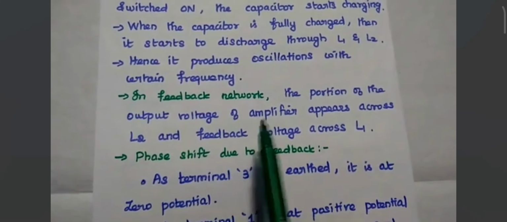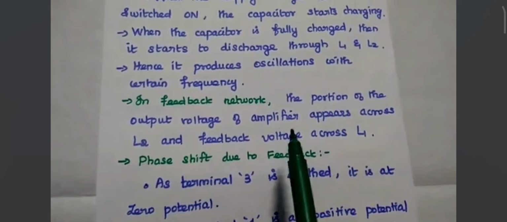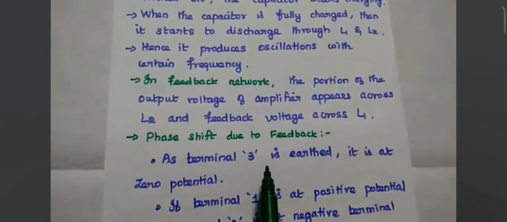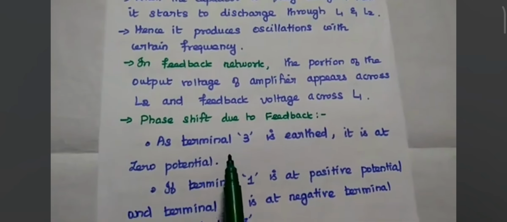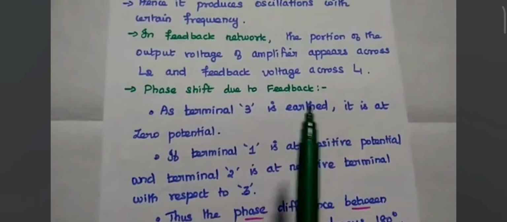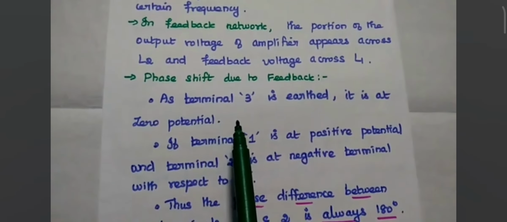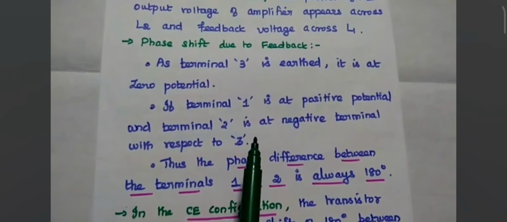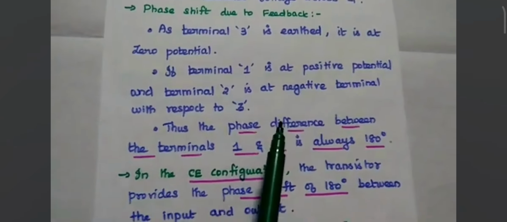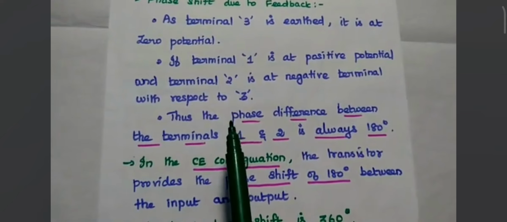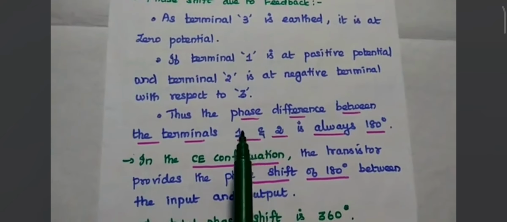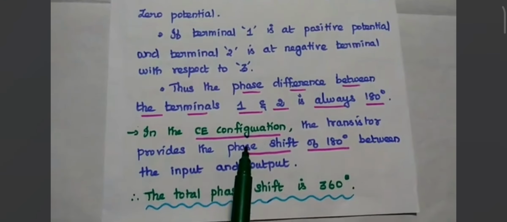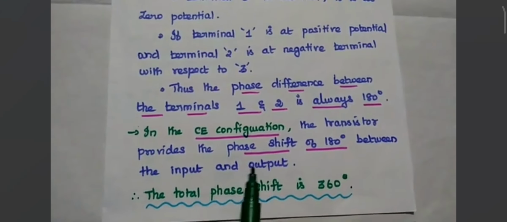In a feedback network, the portion of the output voltage appears across L2 and the feedback voltage across L1. That I told you, right? So how do we achieve the phase shift? Due to the feedback concept. Here the terminal 3 is grounded, that means 0 potential. If terminal 1 is at positive potential and terminal 2 is at negative potential, then we can get 180 degree phase difference between terminal 1 and 2. So in CE configuration, the transistor provides phase shift of 180 degree between input and output.